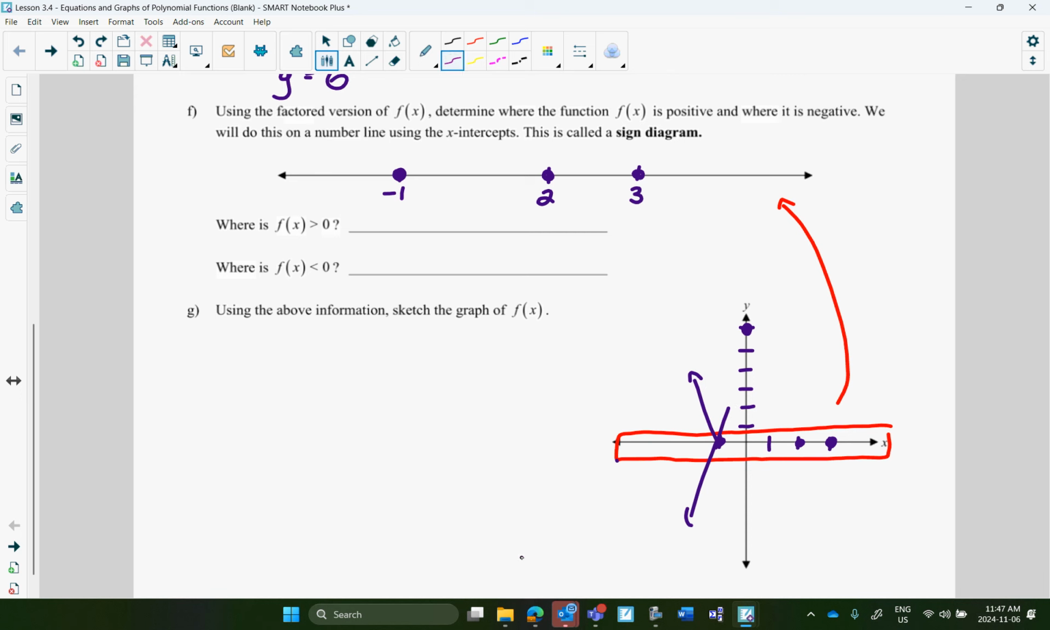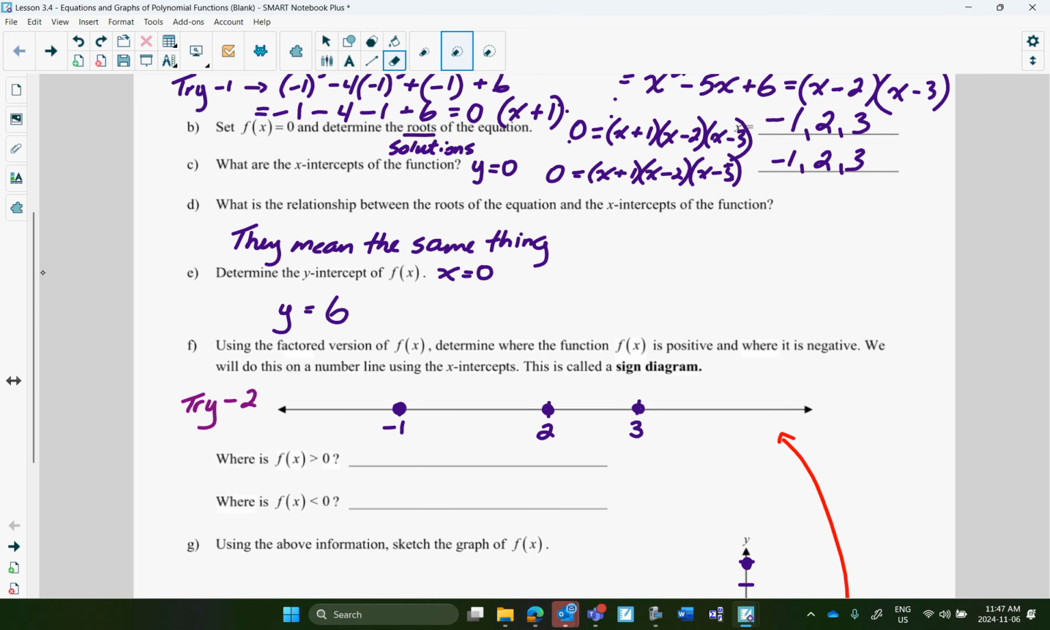Test the point. Give me a value that's lower than -1. Give me an easier one. -2. Just try the one next to it. If I plug -2 into the function, if it works out to be positive, that means it's above. If it works out to be negative, that means it's below.